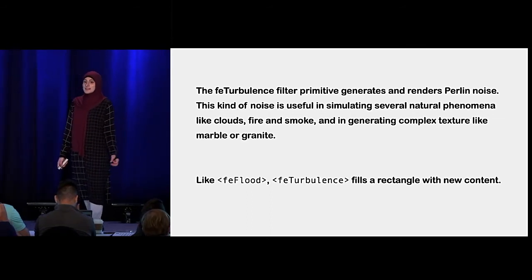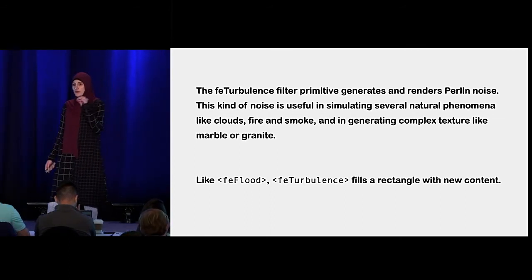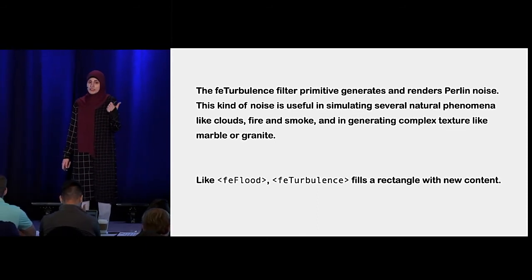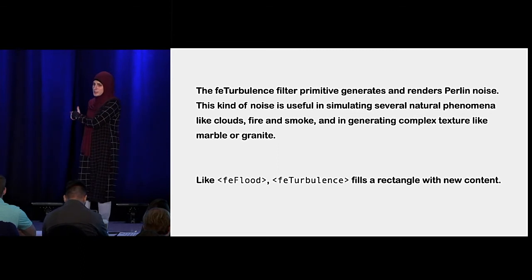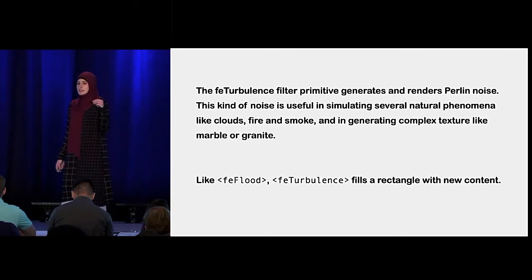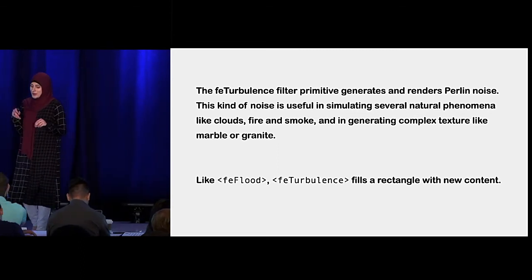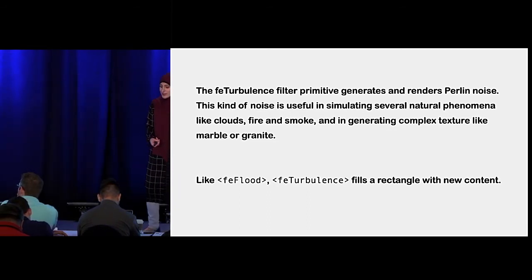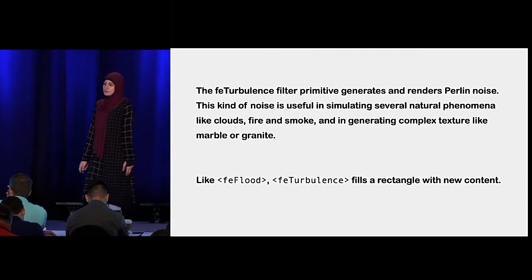Now, in this section, I'm going to go over how we can create noise using FE turbulence, and how that noise can first be used to distort images, much like we did with the displacement map before. And then we're going to see how the generated noise can then be combined with SVG lighting effects, because yes, we have lighting effects in SVG, in order to create a simple rough paper texture.